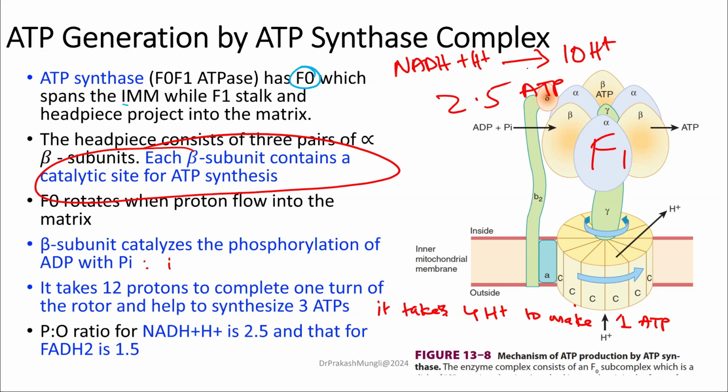Similarly, do that math for FADH2, which is helping in pumping 6 protons, and when they return back, it will be 1.5. 4 plus 2. 4 is 1, 0.5 is from 2 protons. So that's the calculation there. I hope you got this, right? So NADH is 2.5, FADH2 is 1.5.